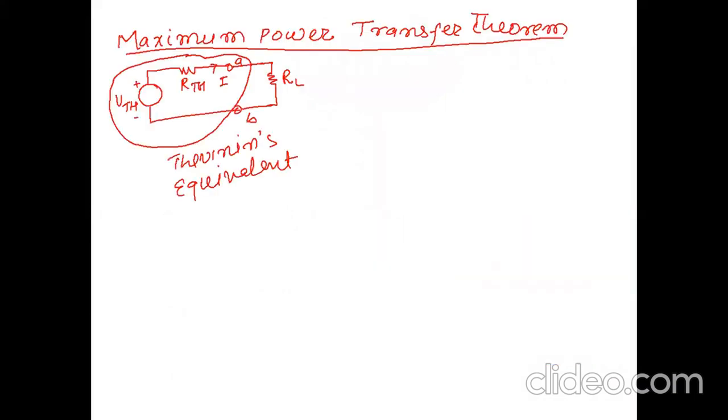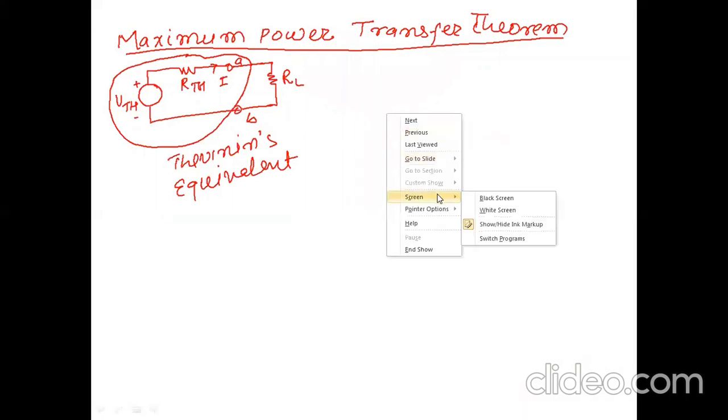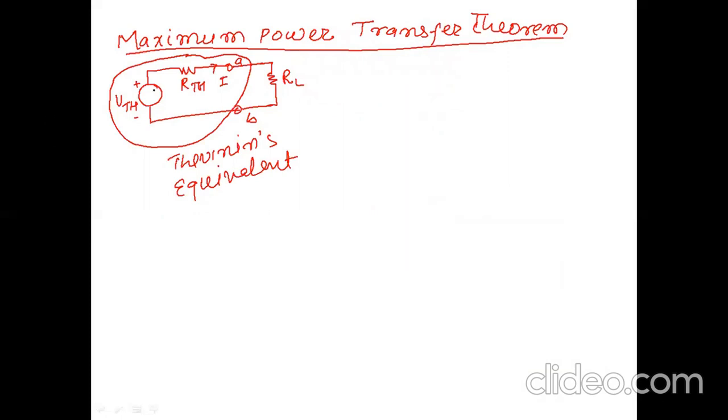So what is the maximum power transfer theorem that I am going to discuss. Suppose this is our circuit where I have written VTH, the Thevenin voltage, and the Thevenin resistance. I have already calculated these in part 1 of this video, so its description is already shared here.